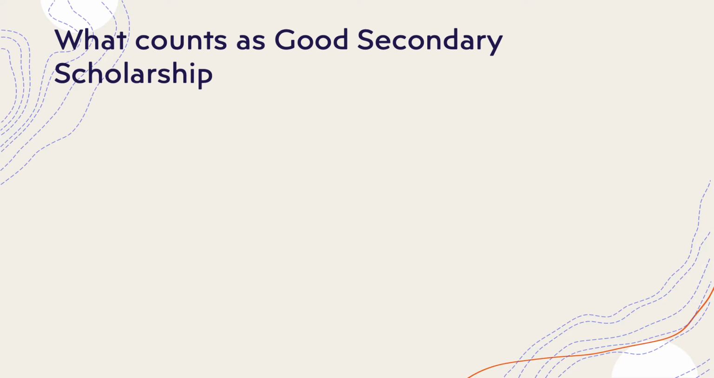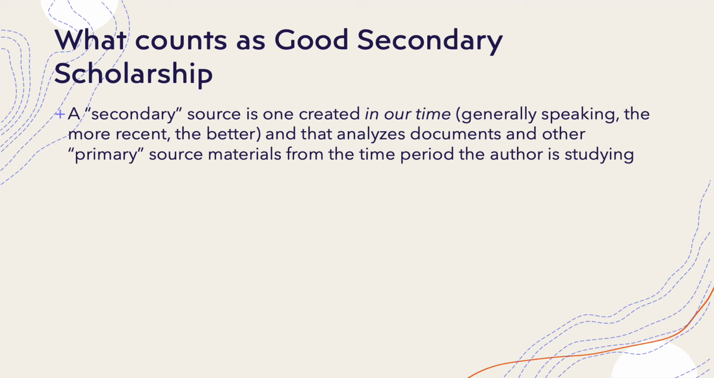So first off, let me say a little bit about what a secondary source is, because this might be a new term for some of you. When historians talk about secondary sources, basically what they mean is sources created in our time, in the contemporary period, in the era that we live in right now. Historians make a basic division between secondary sources, which come from our time, and primary sources, which come from the time period that we're studying.